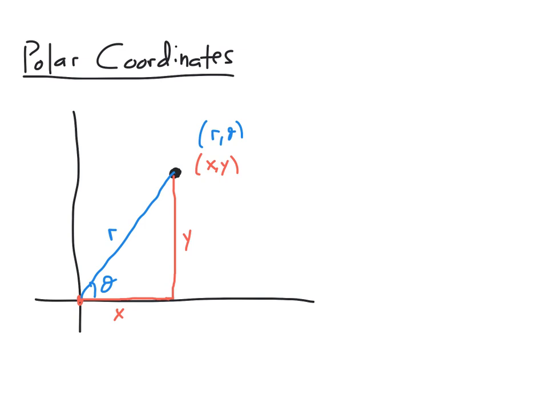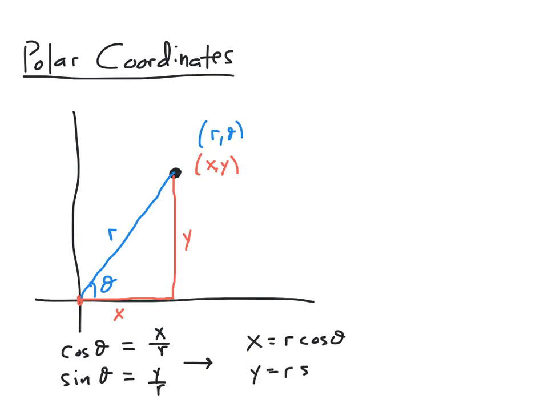And this picture here tells us everything we need to know about how to convert back and forth between the two coordinate systems. So using right triangle trigonometry, it's clear that the cosine of this angle, theta, is the adjacent side over the hypotenuse, which is x over r. And the sine of theta is the opposite over hypotenuse, which is y over r. And if we take each of these equations and multiply them on both sides by r, we see that x is equal to r cosine theta, and y is equal to r sine theta.